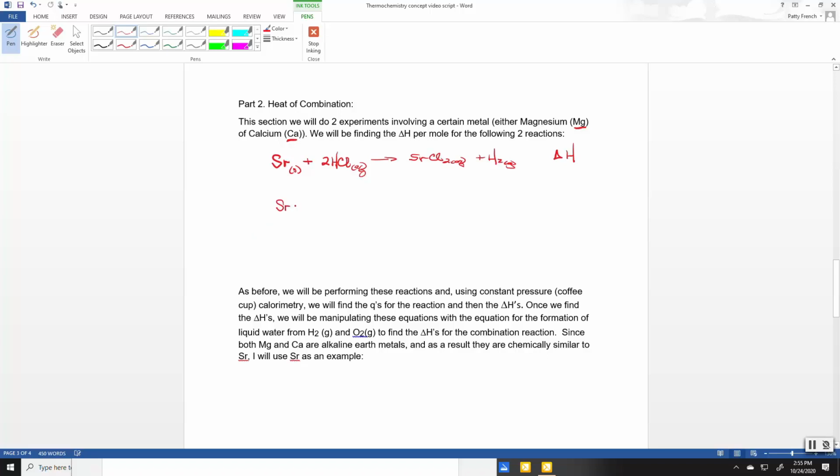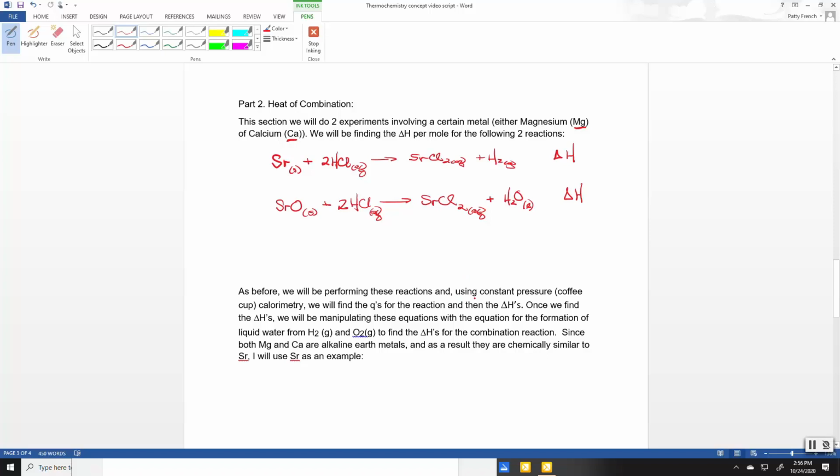We're also going to take the metal oxide, which again is a solid, and we're going to add some hydrochloric acid to it, and we're going to measure the temperature and the mass and all of that, and we're going to find the delta H for the reaction in which strontium oxide plus 2 hydrochloric acids yields strontium chloride and water, and we'll find the delta H for that as well.